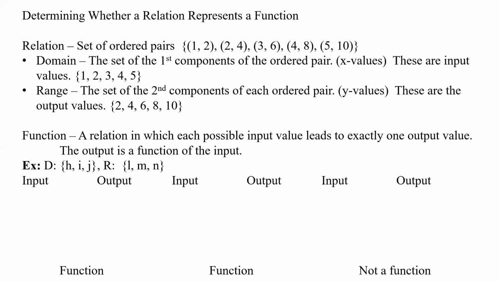So a relation is basically a set of ordered pairs. And so, we've got this set of ordered pairs, they're x, y, so you have 1, 2, 2, 4, 3, 6, 4, 8, 5, 10. And we have things called domains and ranges. I'm sure we've seen those before in other classes.